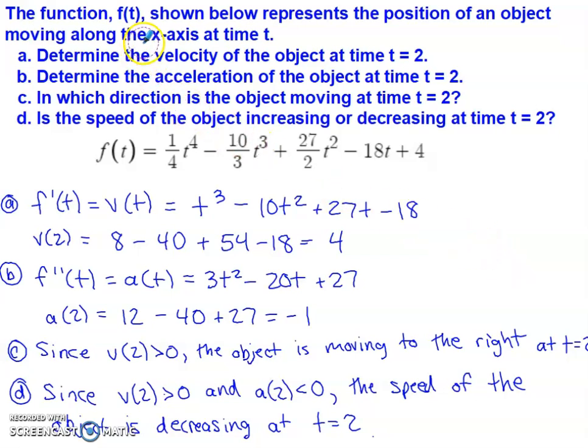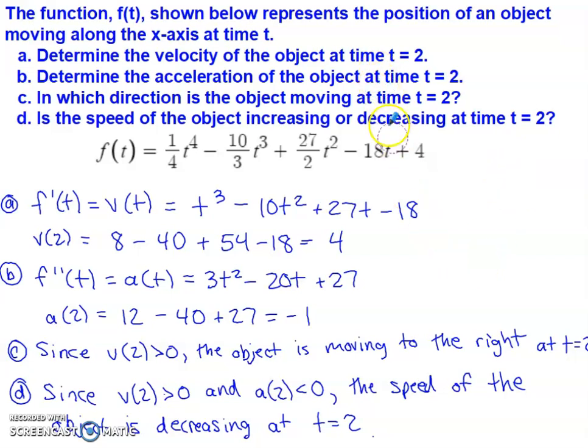So this problem says the function f of t, shown below, represents the position of an object moving along the x-axis at time t. Determine the velocity at time 2. Determine the acceleration at time 2. Where is the object moving, left or right, at time 2? And is the speed of the object increasing or decreasing at time 2?